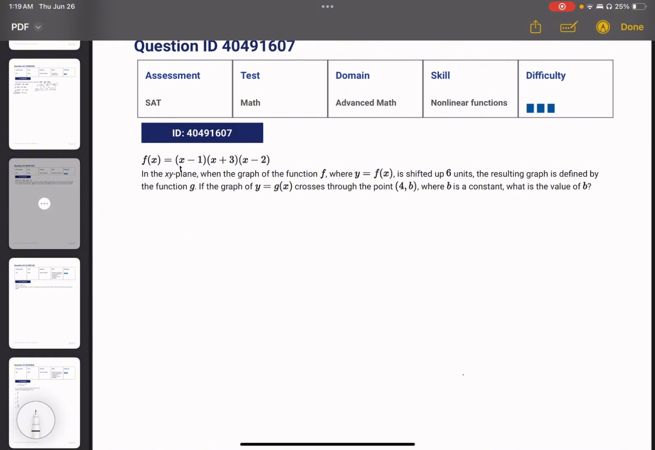Okay, so y is equal to g of x is the result of shifting f of x up 6 units, so this is just plus 6. So we know that g of x is just equal to this over here. So we plug this in. g of x is equal to 4 minus 1 times 4 plus 3 times 4 minus 2, plus 6. We're just plugging in this point over here and we're seeing what we get for b.